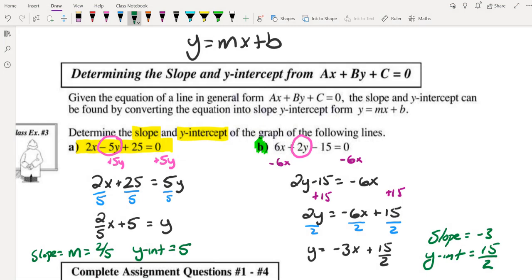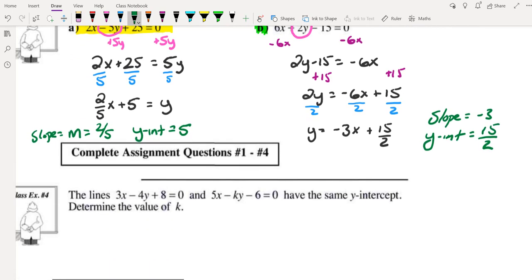Since the y term is positive, I moved the x and the 15 over. So I moved the 6x over first, then I moved the 15, then I divided by the 2 in front of the y, and we end up with y is equal to negative 3x plus 15 over 2. Our slope is negative 3, and our y-intercept is 15 over 2.